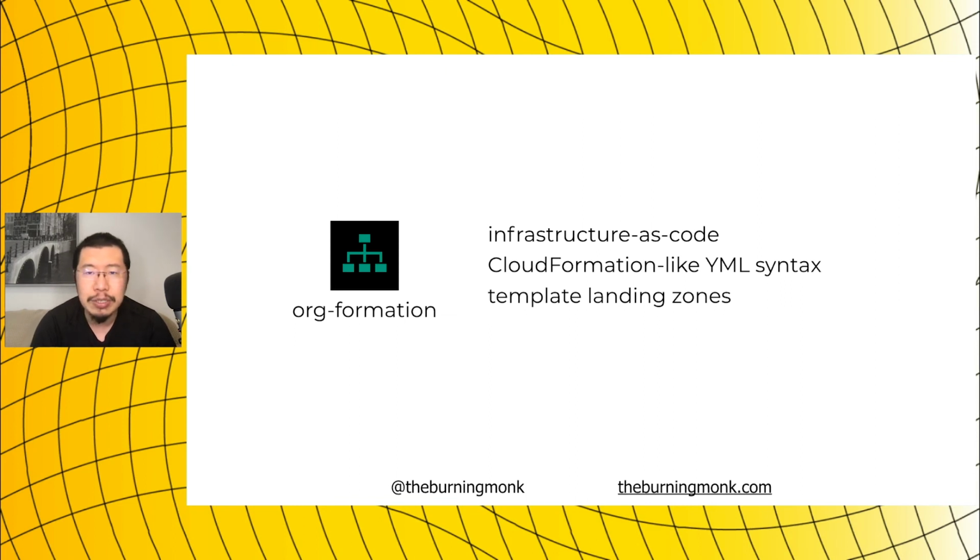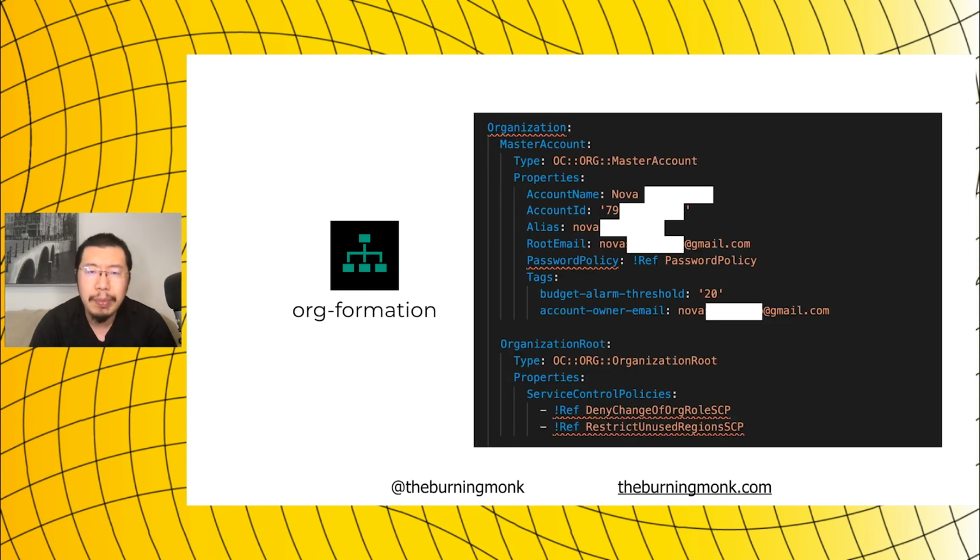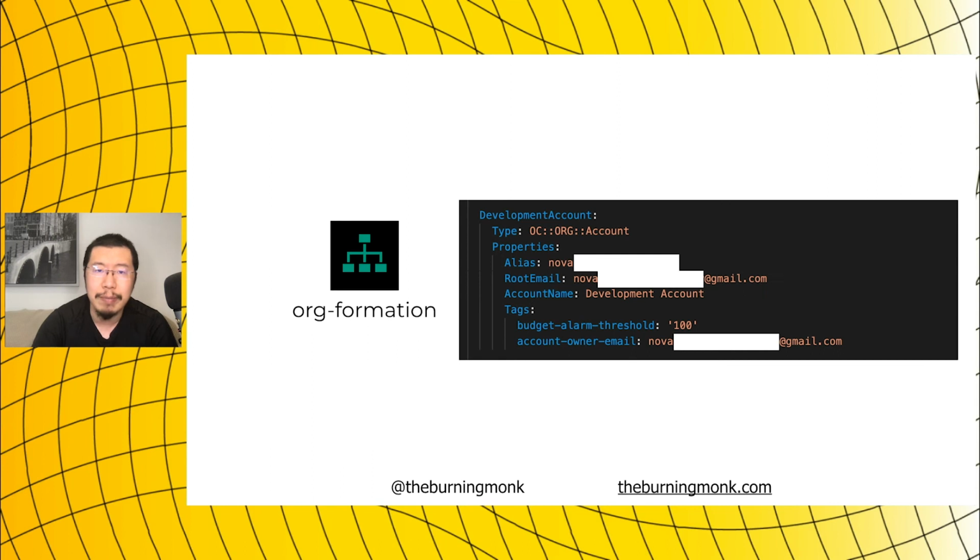And it lets me provision and manage my entire AWS organization with infrastructure as code using YAML, using a CloudFormation-like syntax. And it makes it really easy to template my landing zone, or basically what infrastructure should be provisioned on a new account. Things like KMS encryption keys, VPCs, and so on. So in this case, I was able to declare a master AWS account and a root for my organization, again, all done in code, using a syntax that's very similar to CloudFormation.